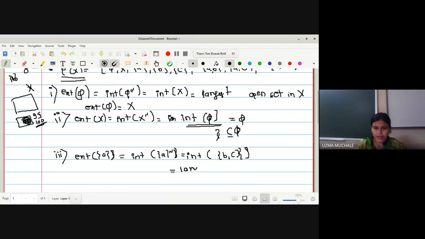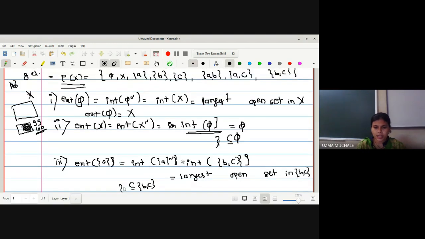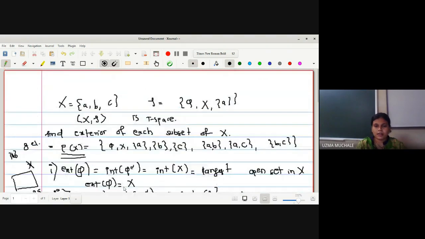largest open set contained in BC. Okay, now how many open sets do we have? First we have to find out what is the largest open set contained in BC. For that, first we should find out how many open sets are there which are contained in BC. We are having only 3 sets. And which one is the largest open set which is contained in BC?